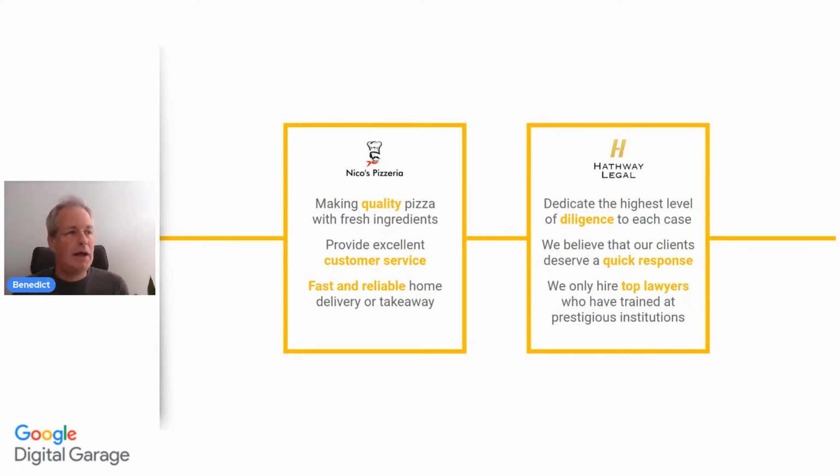All right. Now here we've got Nico's Pizzeria: quality, customer service, fast and reliable. Those are the most important elements. Hathaway Legal is diligence, quick response, and top lawyers. So think that through. What 3 things? If you can communicate that with us, it's a great starting point, because I know it's bringing it down to just 3, but it gets you started and thinking and summarizing it down to that.